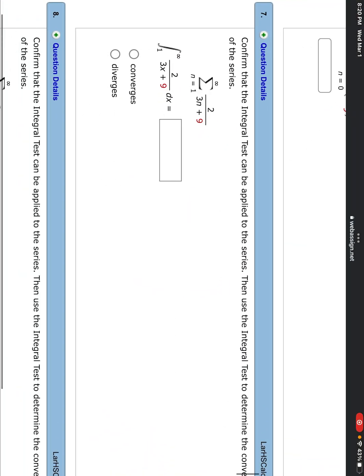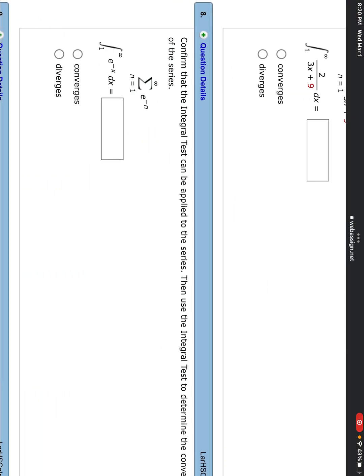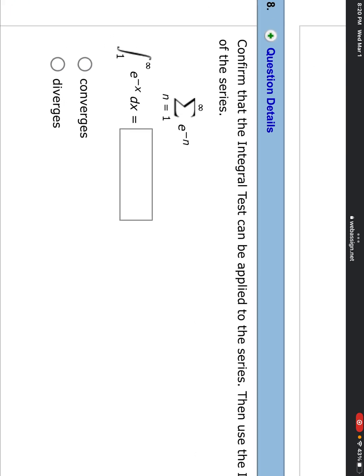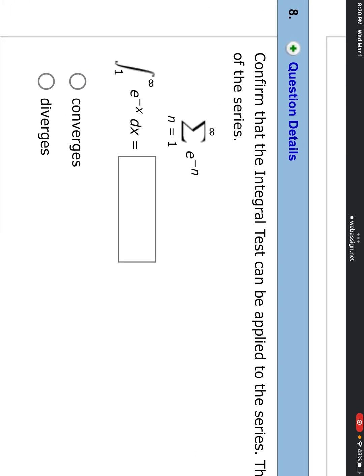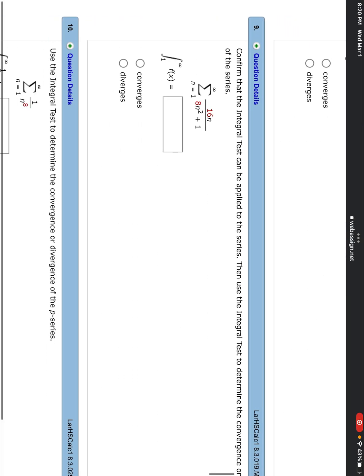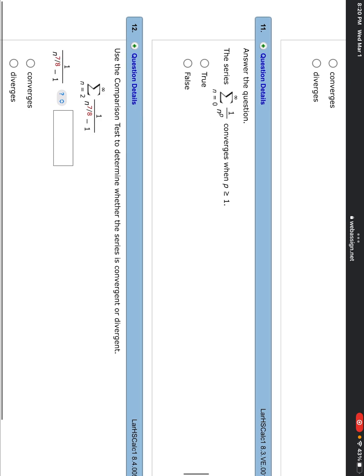As for the next one, as you guys are looking at it, confirm the integral test. It's the same thing. Some of these you have to rewrite. I would rewrite this as 1 over e to the power of n because of the negative. There's only one integral test on this assessment, but there's one at the very end you can also do the integral test on. Determine when the p-series converges. P-series converges when p is greater than 1.